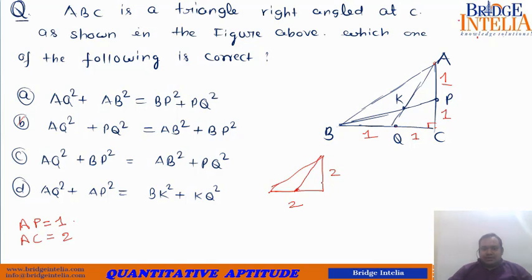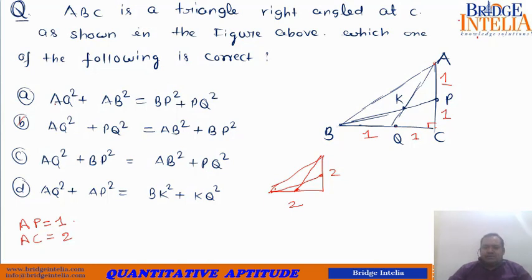I have taken general values. I have generalized this. Nothing is mentioned. So if nothing is mentioned, that means whatever you assume will have no implication on the answer. So you can take dummy values. Now you can see what happens. Now check option by option.